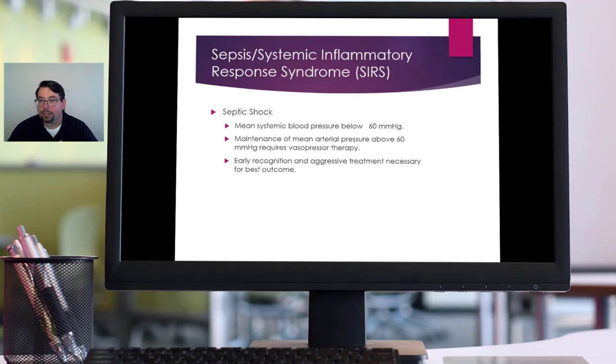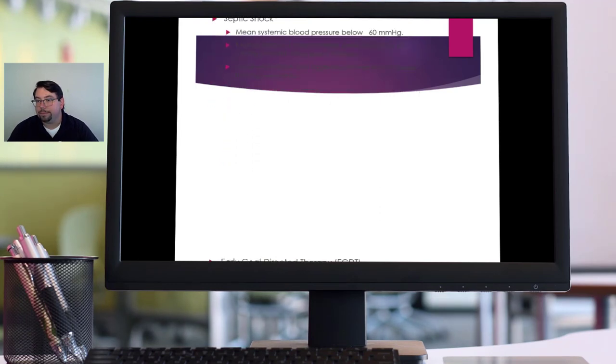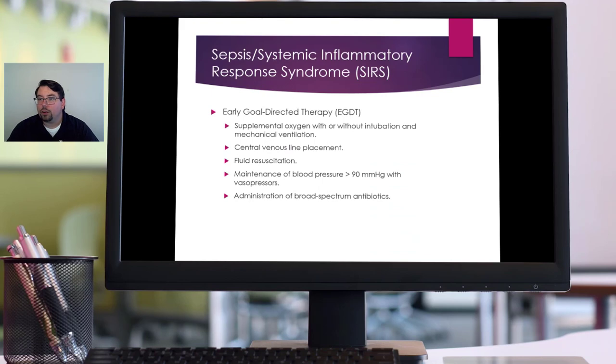I'm going to leave a link in the lesson here that will take a look at the state protocol for sepsis. The early goal is directed therapy. And so that's supplemental oxygen with or without intubation based on pulse oximetry. They may need central venous line placement. At the least, they're going to need fluid resuscitation and then maintaining a blood pressure as best we can if we're dealing with these folks. We also know that we're going to use broad spectrum antibiotics to help treat this as well.